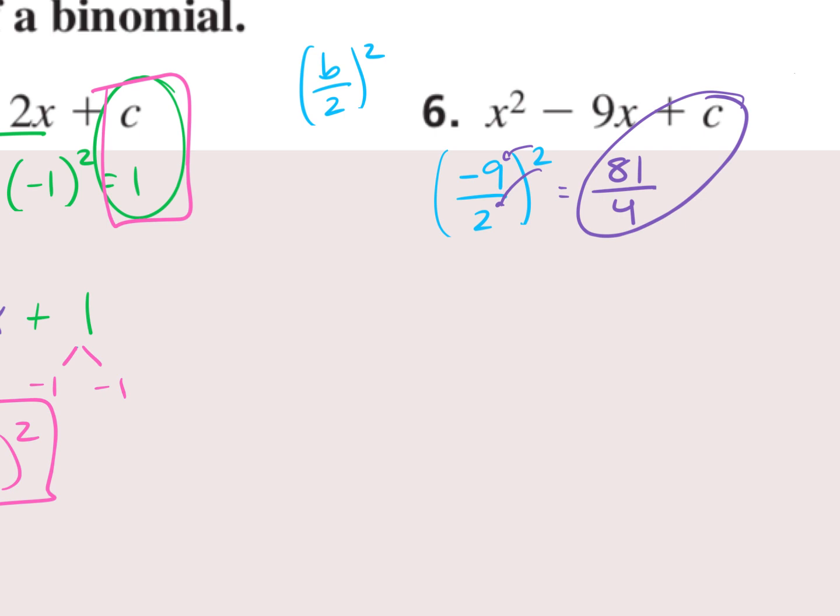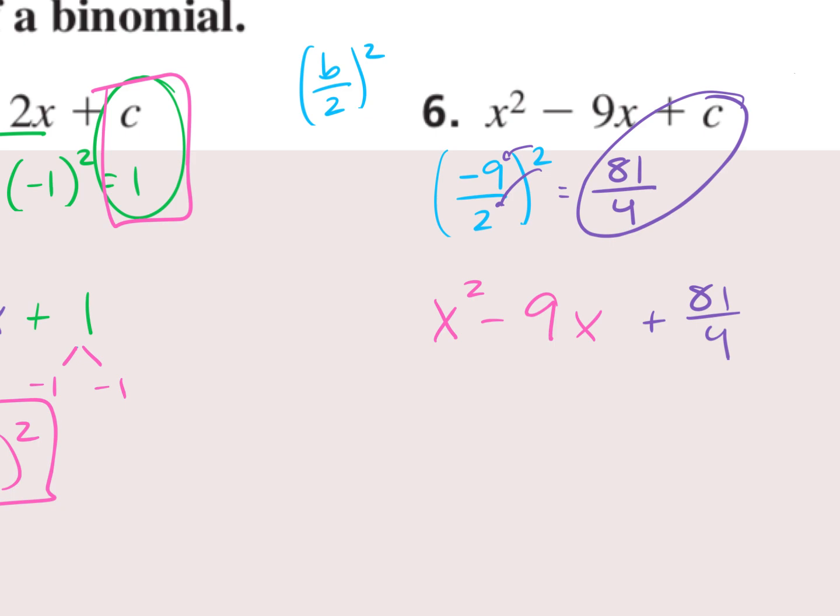So that's part of our answer. Second part, let's plug it in. We have x squared minus 9x plus 81 over 4. It's always plus because you square it, so it turns positive. So it'll always be plus the c.